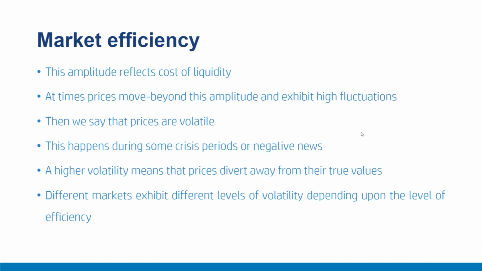Generally, this happens during crisis periods or negative events or negative news, when prices are too volatile and much further away from their efficient values. A higher volatility particularly means that prices have deviated from their true values. Different markets exhibit different levels of volatility depending upon the level of efficiency. It is said that markets that are more efficient are less volatile and prices remain closer to their efficient values, while in markets that are less efficient, prices are more volatile and much further away from their efficient values.